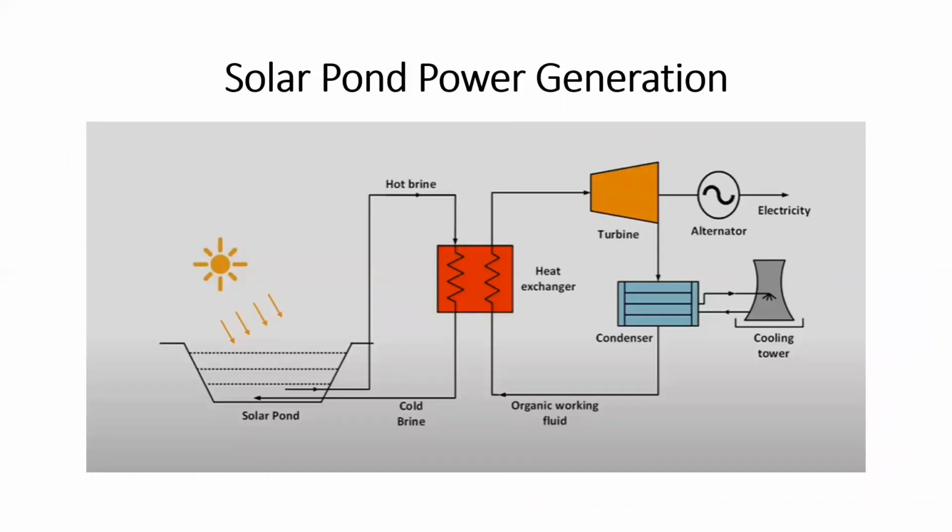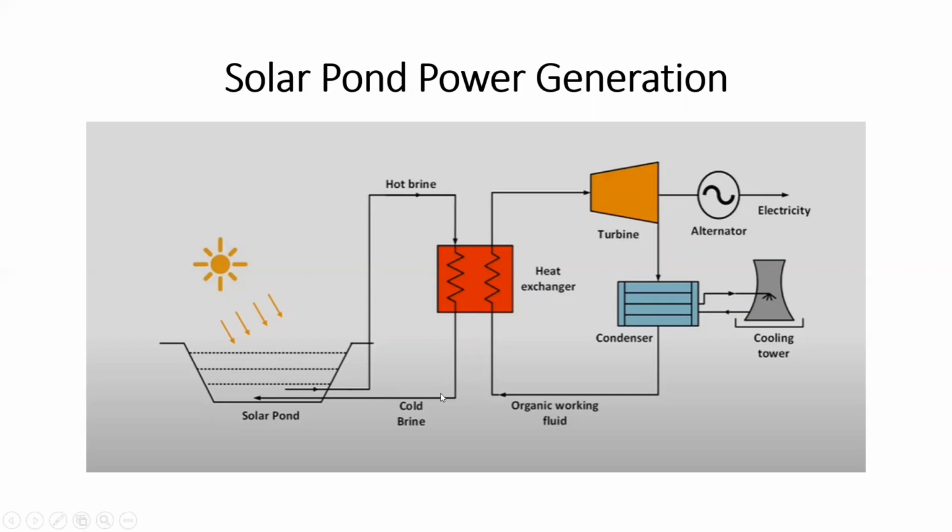This is the usual solar pond power generation system. It is not in our textbook, we are just discussing it generally. The heat from the sun is received at the solar pond, and we know that we have to create a temperature difference also.